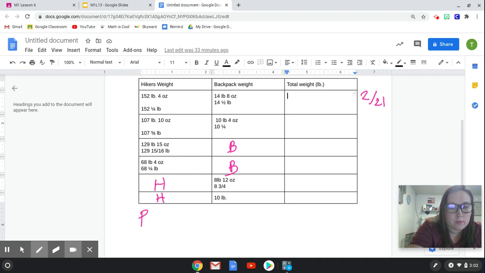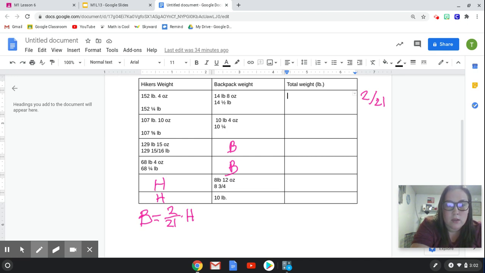backpack weight equals that rate that we discovered times the hiker's weight. And we are just going to plug in the numbers that we know and solve. So on each of these, we have one of the numbers. So we just need to plug in the other one.